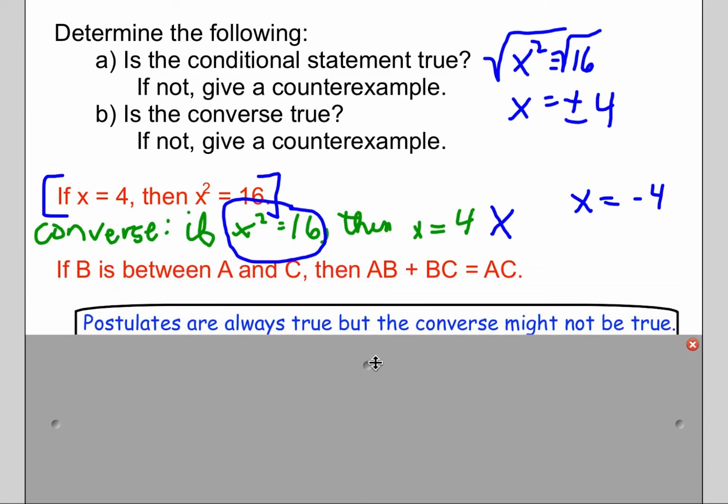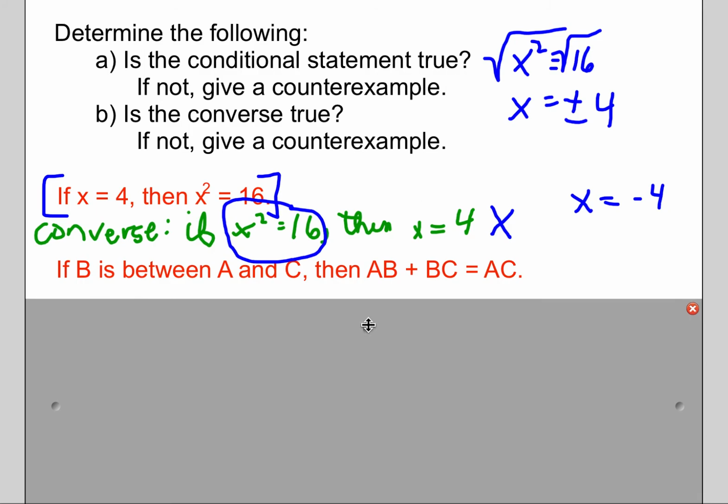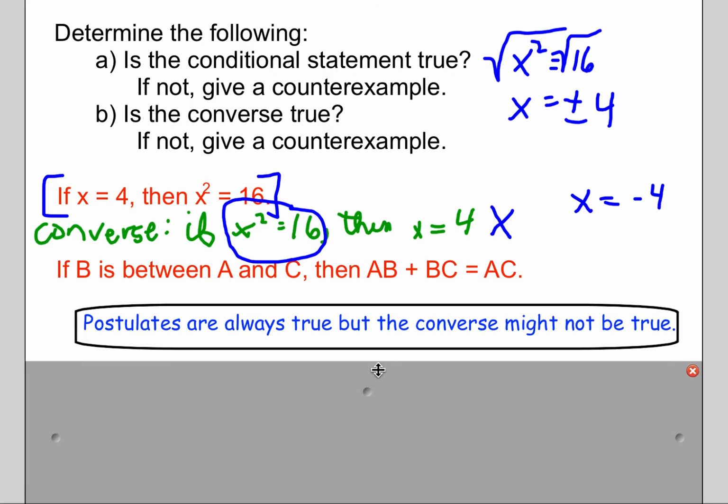Let's look at a couple more examples. If B is between A and C, then AB plus BC equals AC. That is a postulate that you know. That is the segment addition postulate. And when we look at a postulate written as a conditional statement, we can say that postulates are always true, but the converse might not necessarily be true. So postulates will always be true in the forward direction, but if I write their converse, that might not necessarily be true. Okay, so keep that in mind.